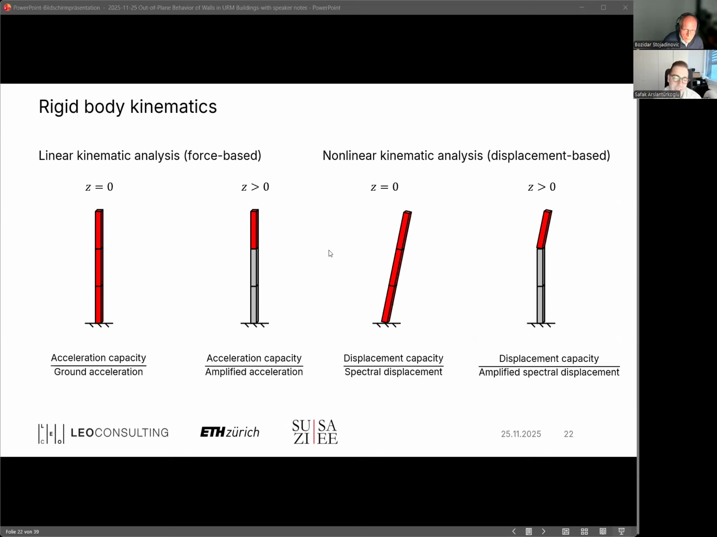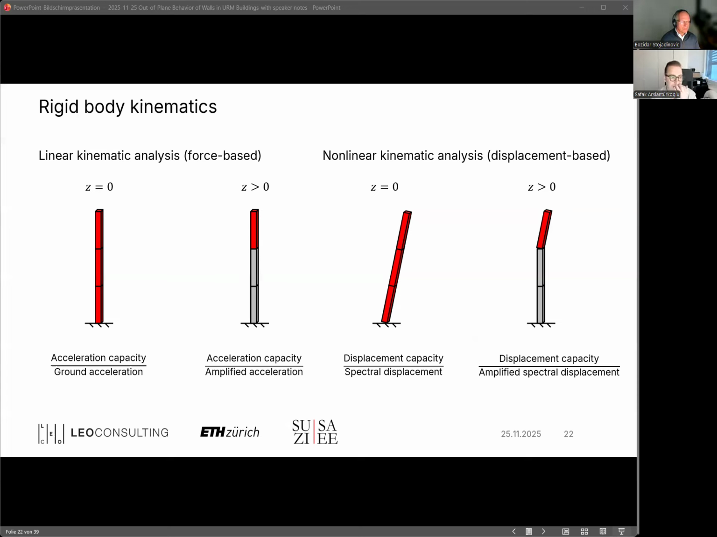So in analogy to global behavior, also here we differentiate between force-based and displacement-based methods. Force-based ones are usually termed the linear kinematic methods, and displacement-based ones are the non-linear kinematic analysis methods. In the force-based approach, we solely focus on the onset of the mechanism. We just look for the acceleration that would cause the wall to rotate. And displacement-based analysis starts where force-based analysis ends. Here we are dealing with displacement.